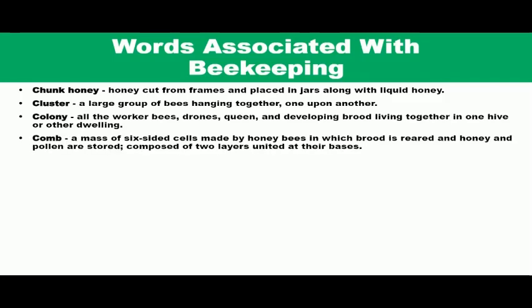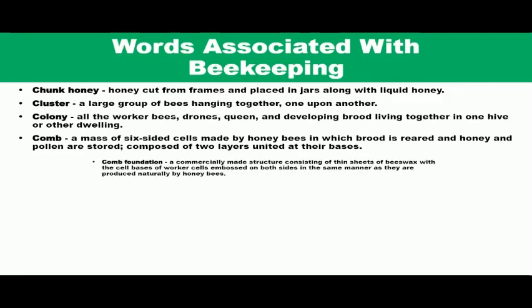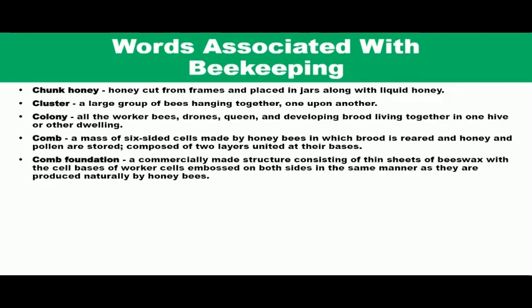Then the comb is a mass of six-sided cells made by honeybees in which brood is reared and honey and pollen are stored. This is composed of two layers united at their bases. So bees, they are very highly sophisticated creatures. You know, the way they produce the honey, there's something really scientific about it. They are well organized and so on.